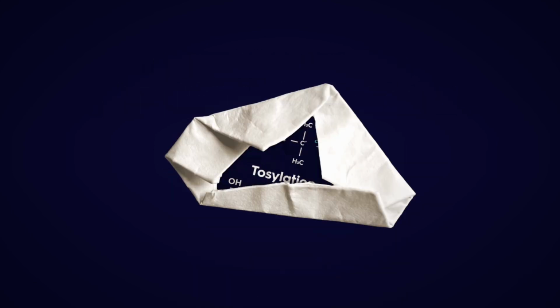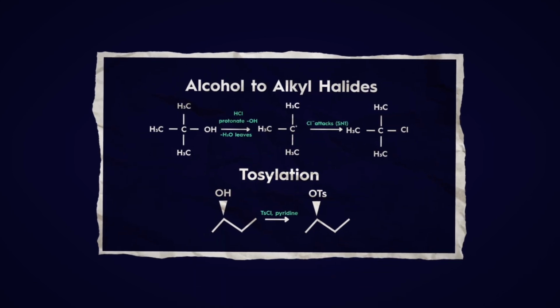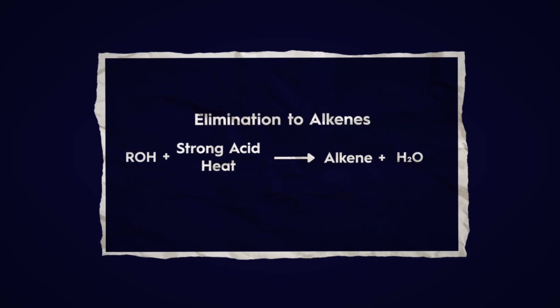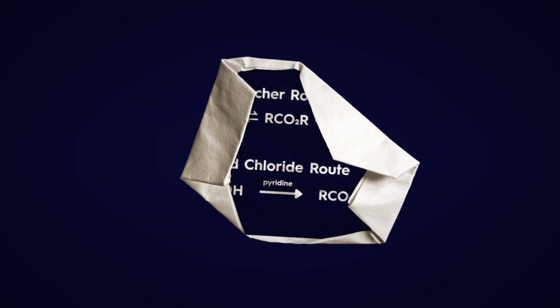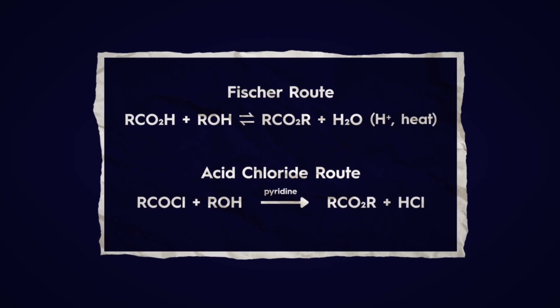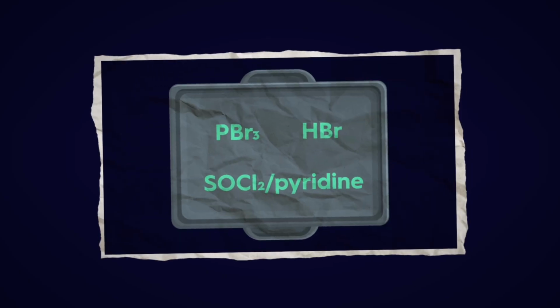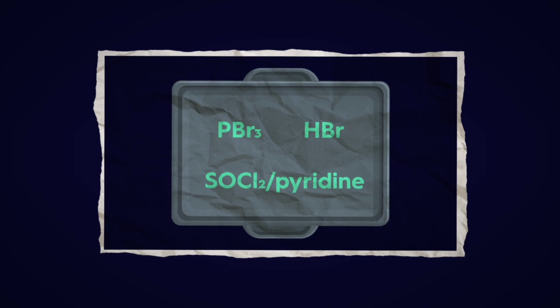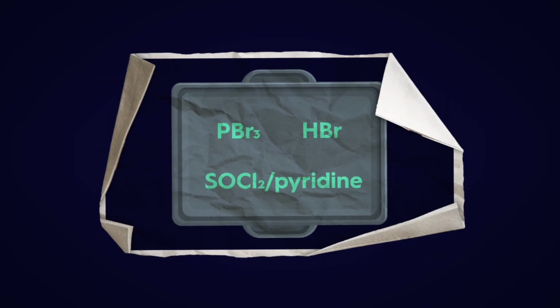To recap, activate or replace the hydroxyl to make an alkyl halide or a tosylate. Eliminate to alkenes with acid and heat and form esters by Fischer conditions or via acid chlorides. Choose reagents by substrate class and by mechanism. Then check for rearrangement risk.